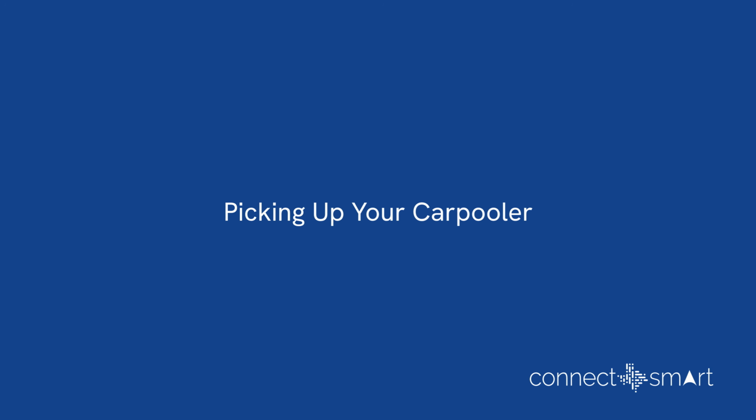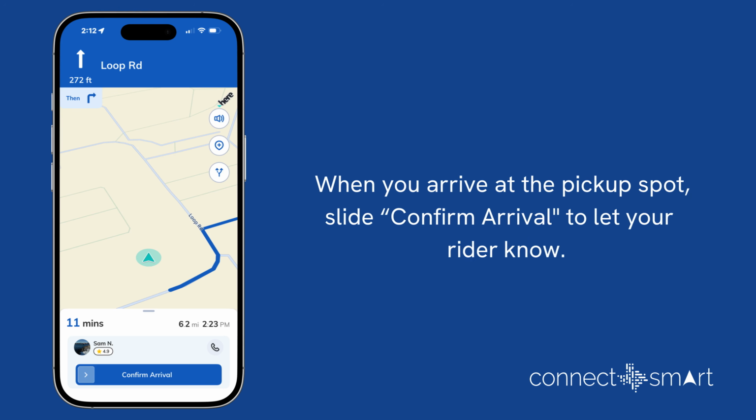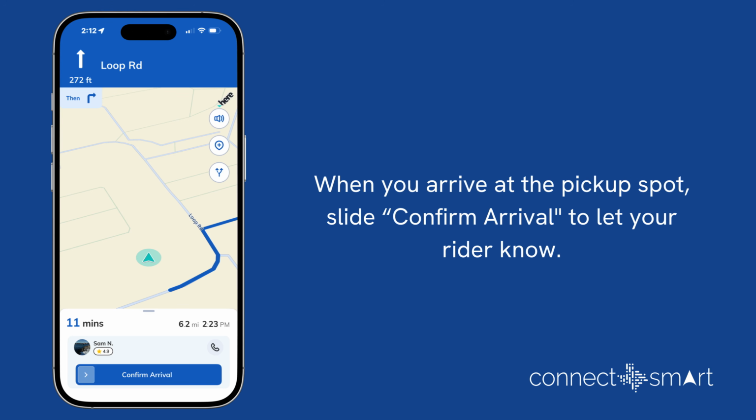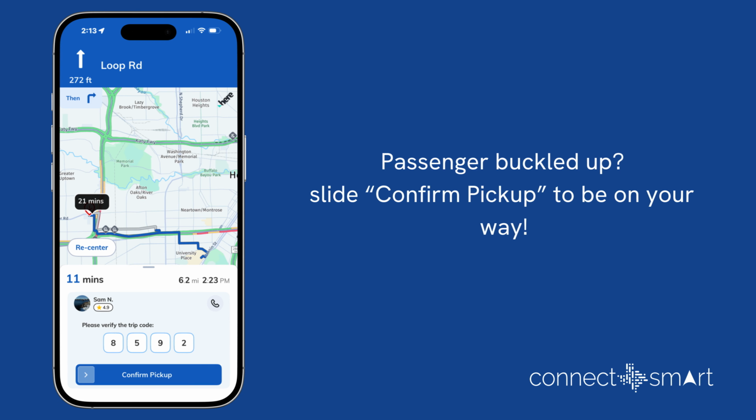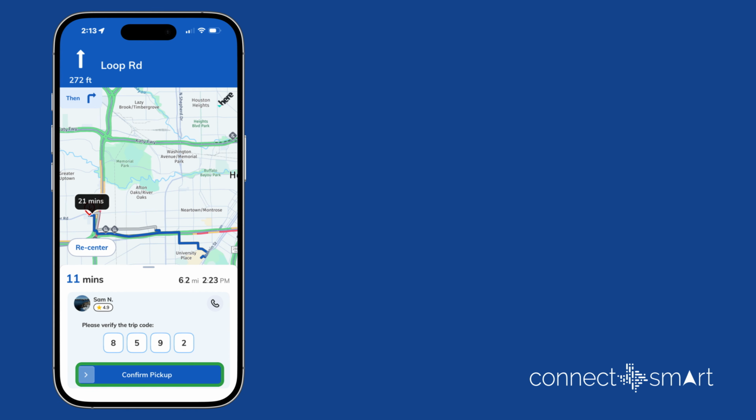Ready to pick up your carpooler? When you arrive at the pickup spot, slide Confirm Arrival to let your rider know. For a secure match, verify the 4-digit trip code provided by your rider. Once your passenger is buckled up, slide Confirm Pickup to be on your way.